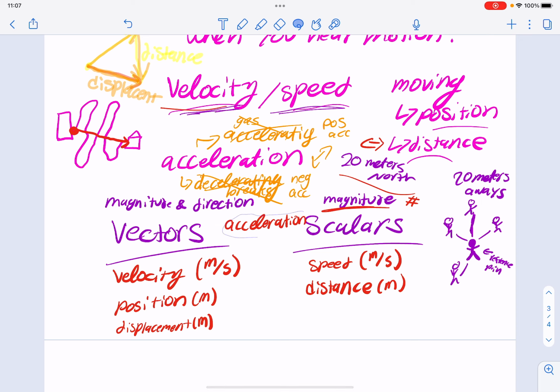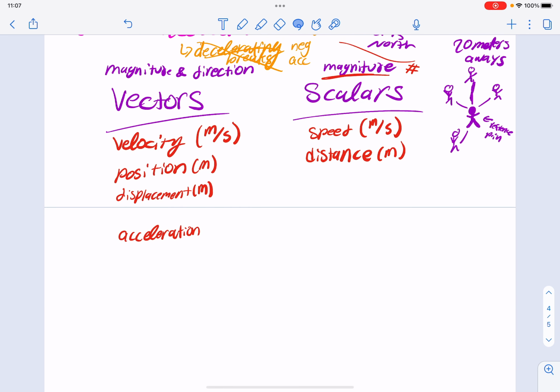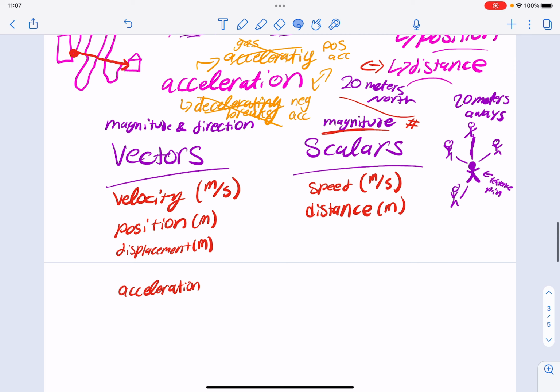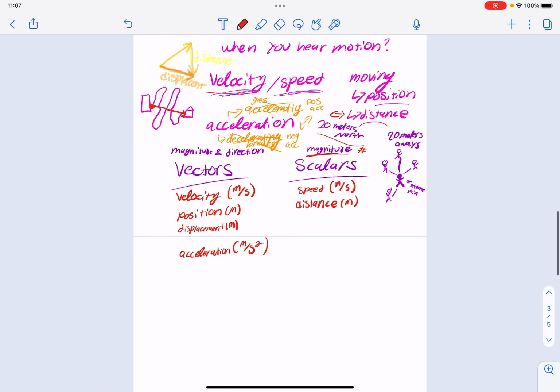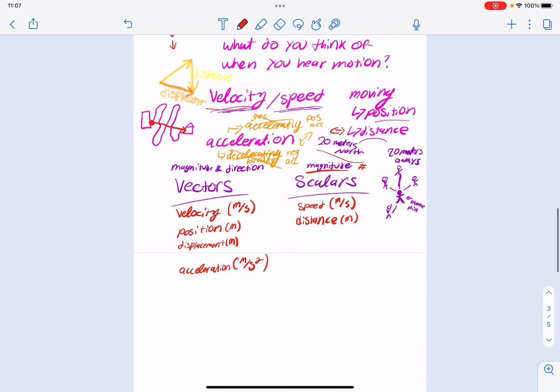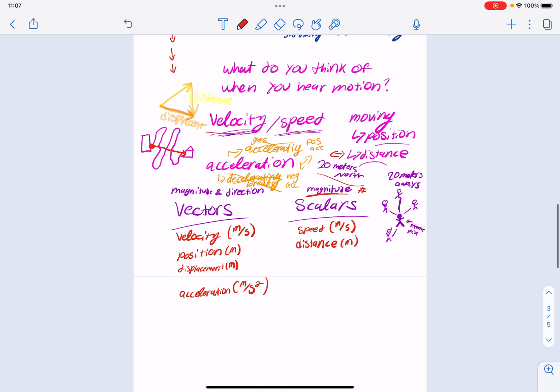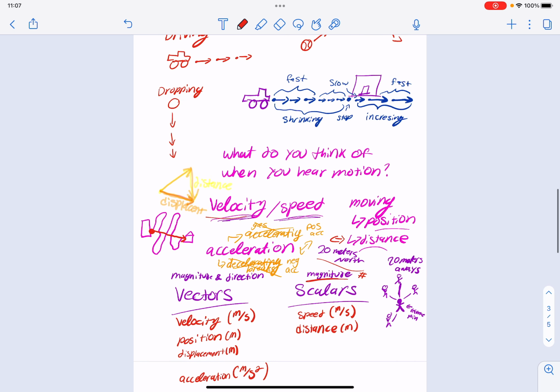This would mean that acceleration is a vector, right? So acceleration is a vector, and it's actually measured in meters per second squared. And there is no scalar version of this. Okay, we're going to go through more vectors and scalars in the future. But as of now, this is all that we're going to be working with, because this is everything for kinematics.